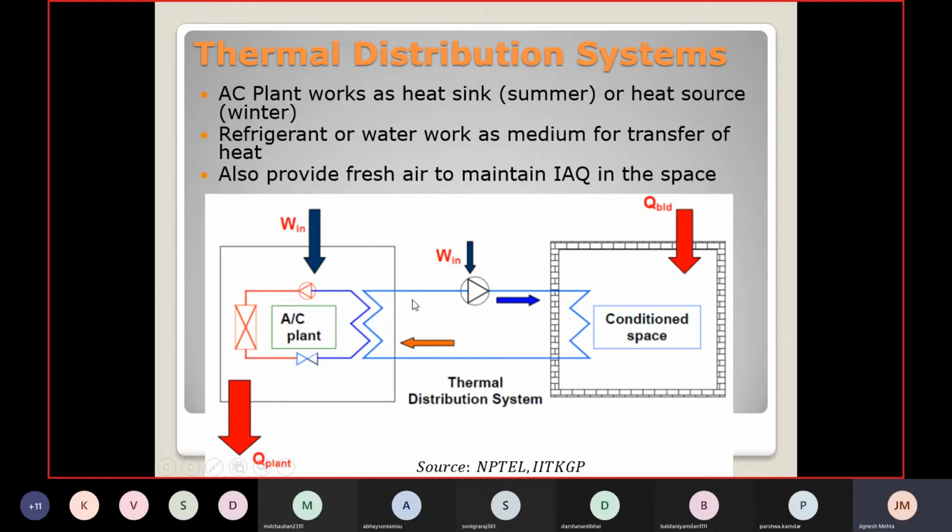And in addition to taking heat or giving heat, there is another task which is also becoming very important, or people are becoming more conscious about it, and that is to provide fresh air to maintain indoor air quality, IAQ, in the space.